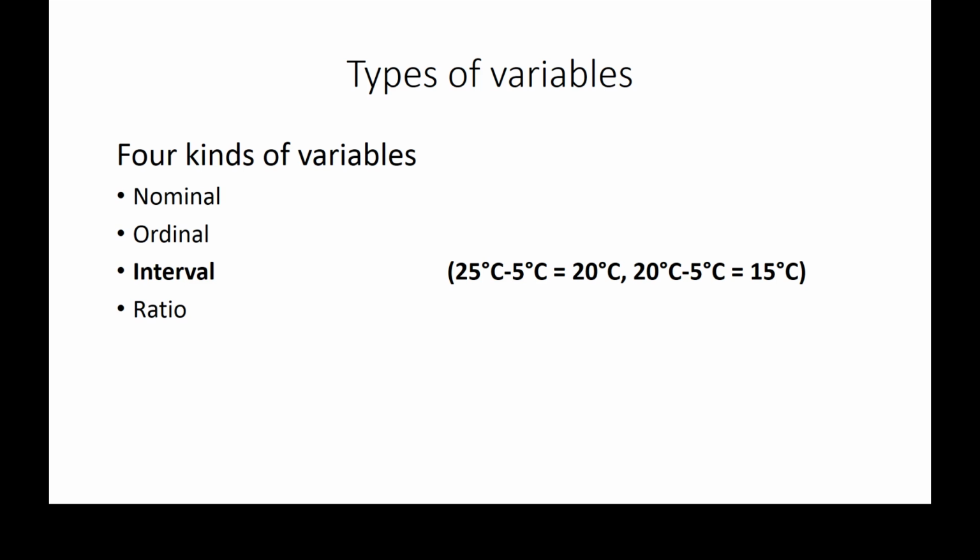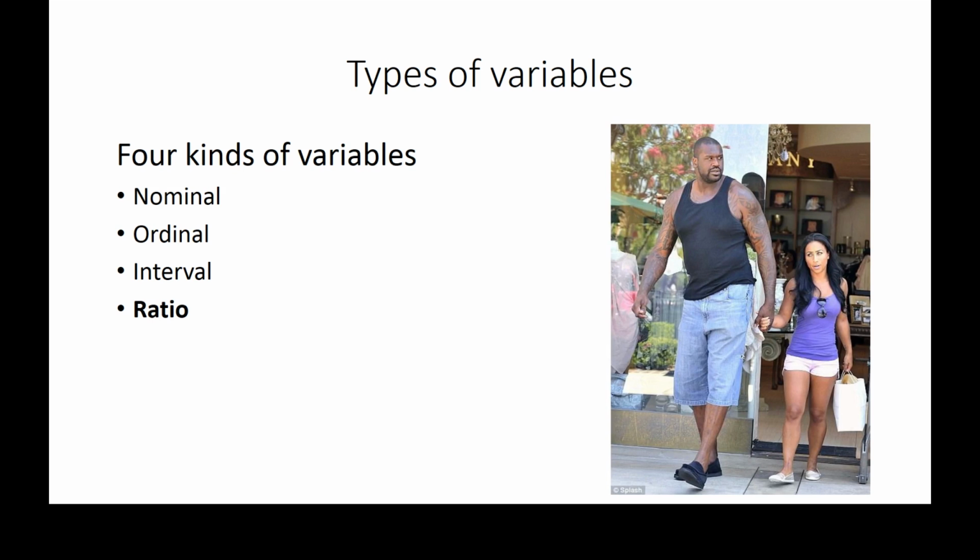A final type of variable that we'll cover in this lecture is the ratio variable. Ratio variables are the same as interval variables, except that ratio variables have a natural zero. So height, weight, and income are all ratio variables because 0 meters, 0 kilograms, and 0 income actually means 0, right? So in this case, ratios are meaningful. For example, this guy is about 3 or 4 times as heavy and 40% taller than his wife. And we can measure this stuff, right?